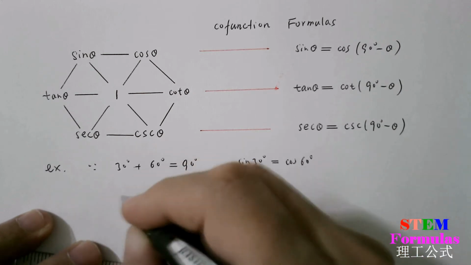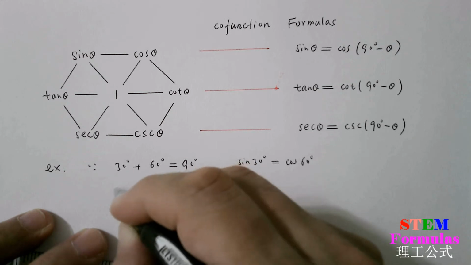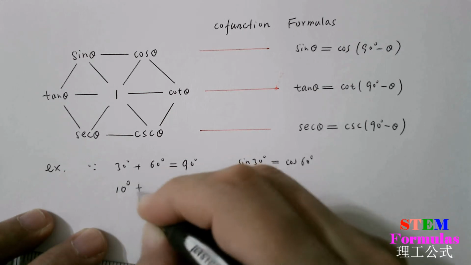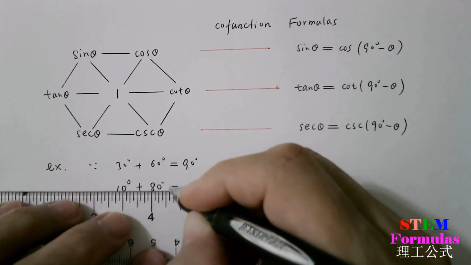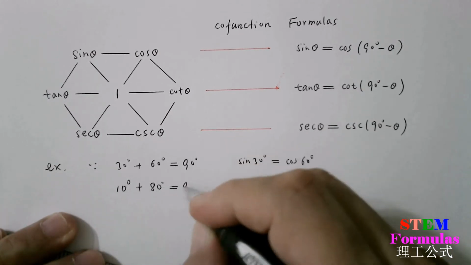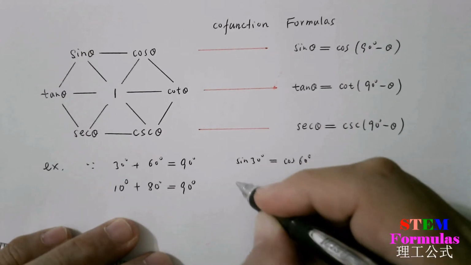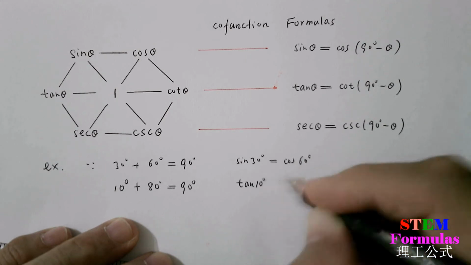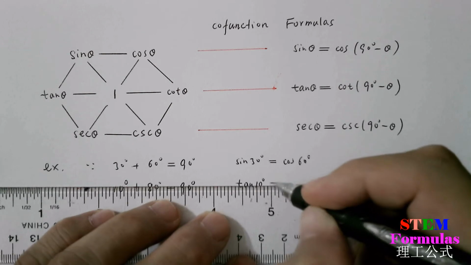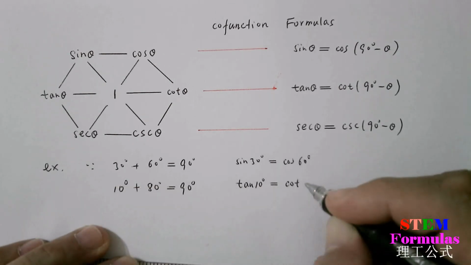And tangent, since 10 degrees plus 80 degrees equal 90 degrees, therefore tangent 10 degrees equal cotangent 80 degrees.